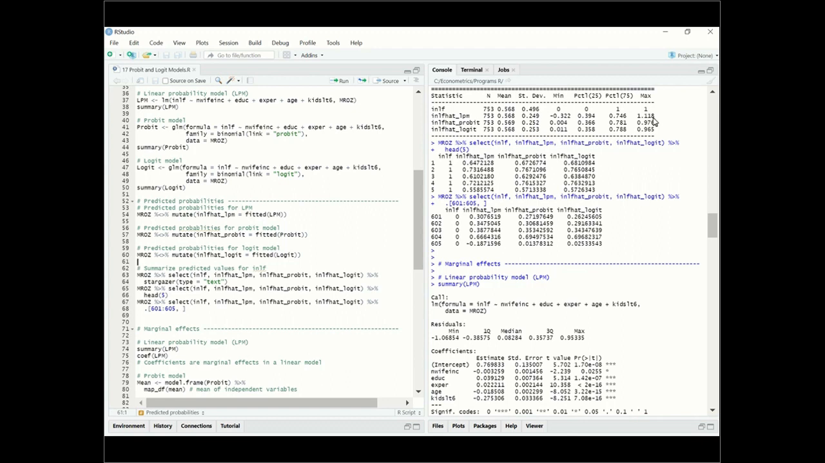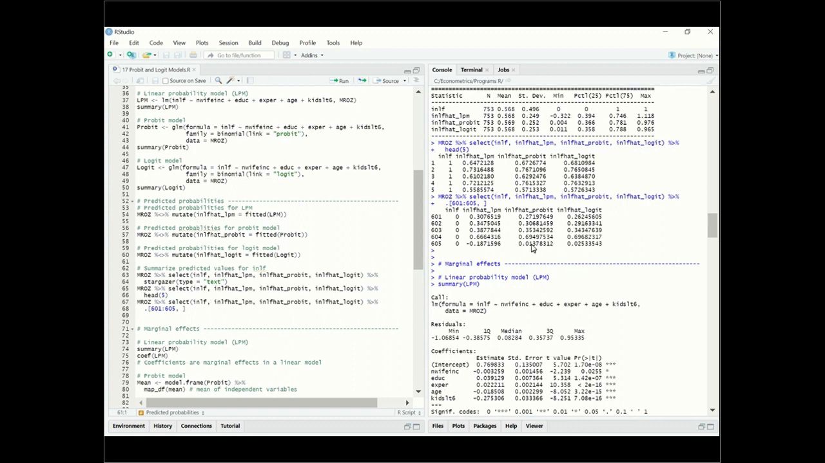But because it's not restrained, that's not going to be the case in the linear probability model. Notice that in the Probit and the Logit model, the smallest and the largest values are between 0 and 1. A good property of the Probit and Logit models is that the predicted probability is a number between 0 and 1.